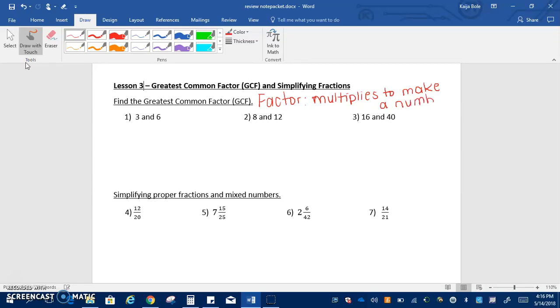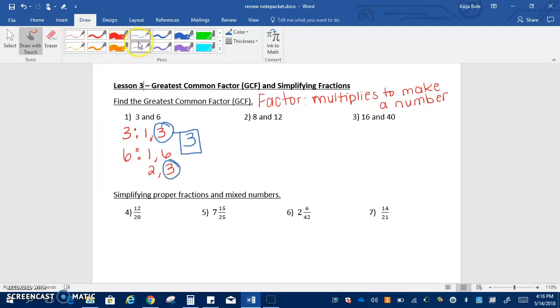Okay, so if we were going to list out the factors here, we're going to look at 3 and 6. So the factors of 3 are 1 and 3 only. The factors of 6, let's see, well we have 1 times 6, and then we have 2 times 3. So we're looking for the greatest common factor, so the biggest one that they share. If we look here, 3 would be our GCF.